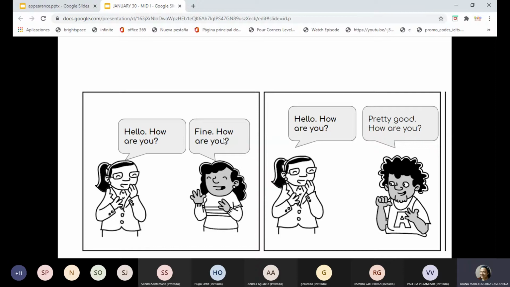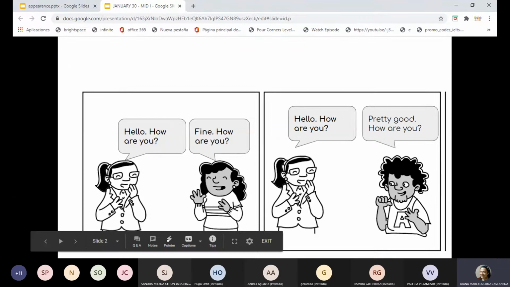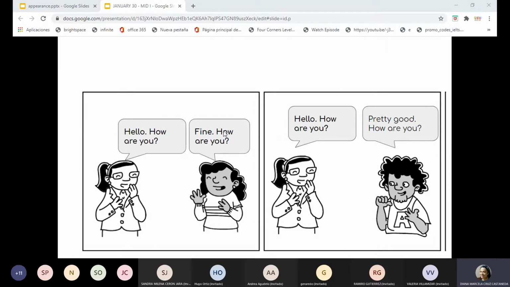Hay que devolverle la pregunta al interlocutor. Okay? That's important in English. It's politeness. So it is important to say, how are you? How are you too? Or how are you doing? But you always say, how are you as well, okay?